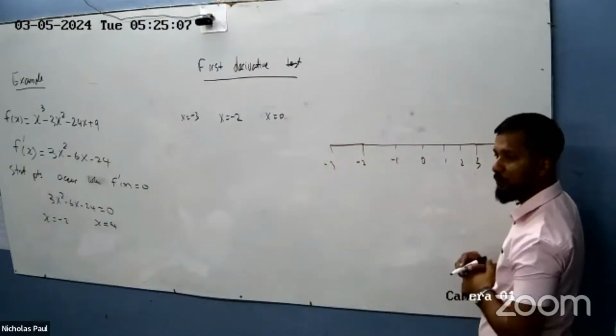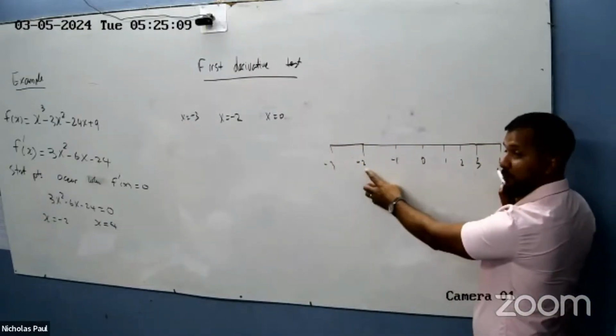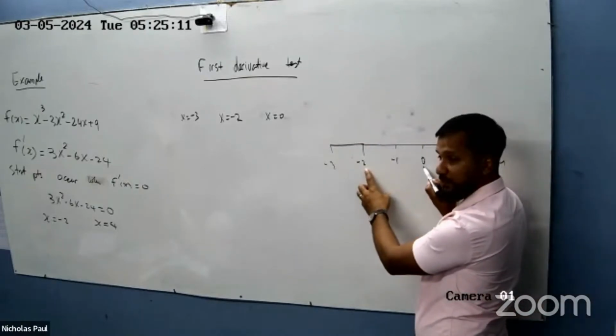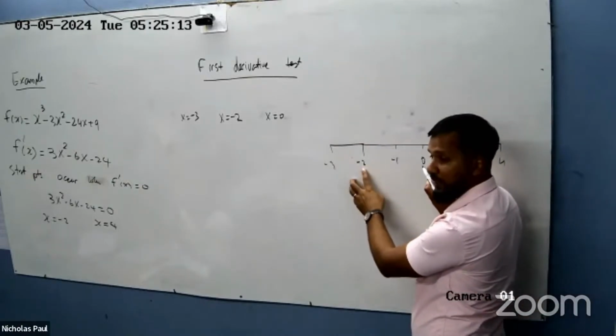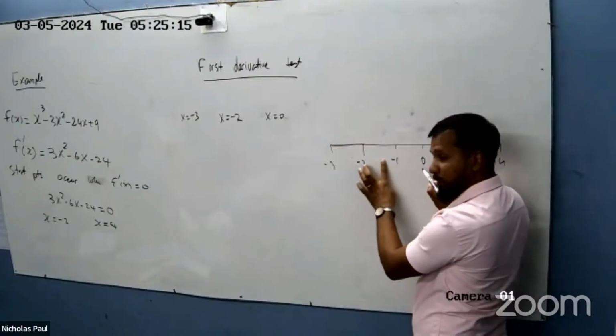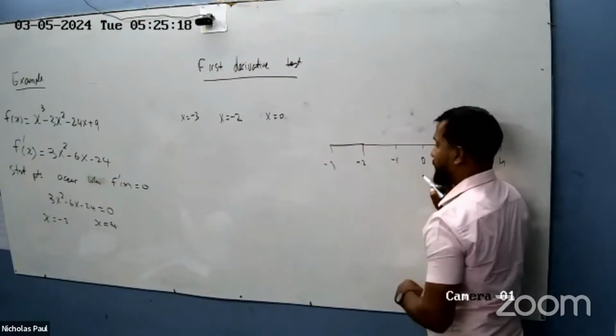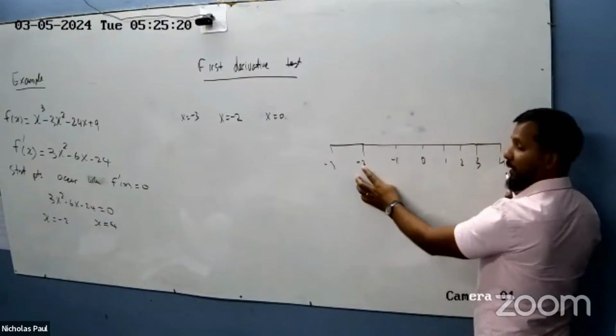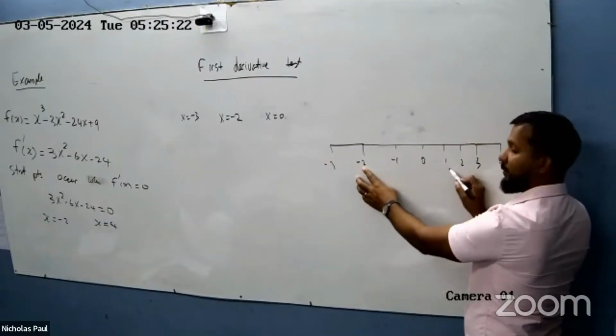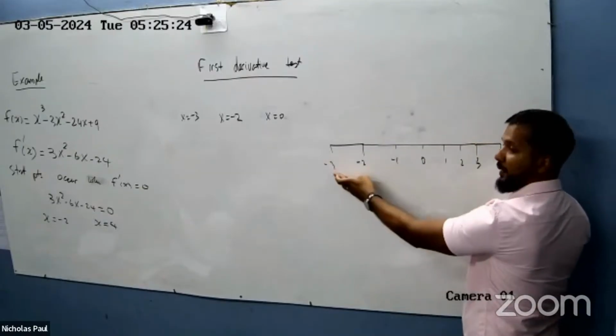In this case, it doesn't matter. But suppose these were your boundaries, suppose these were your stationary points, then yes, you want to pick values close to here. But for 4, we're quite far down here, so we can pick anything. I just pick 0 and I pick minus 3.